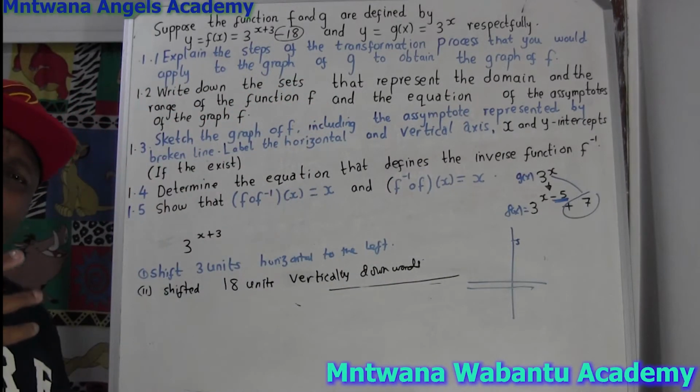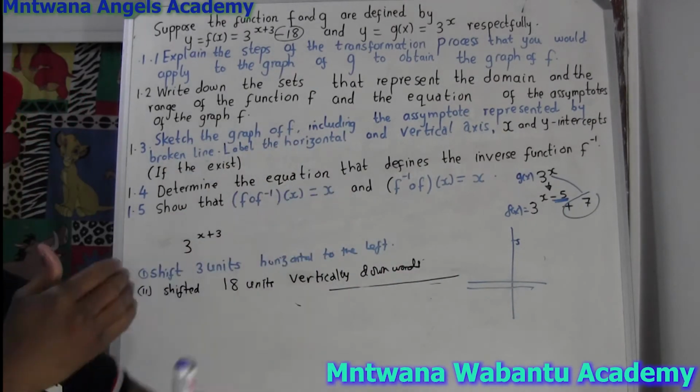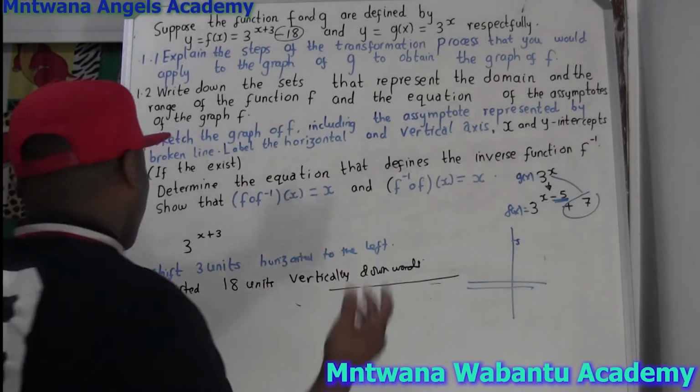So just a little trick, only for x. If you see positive, you say to the left. If you see negative, say to the right. It's like other way around for x. It's simple as that. You don't even have to stress.